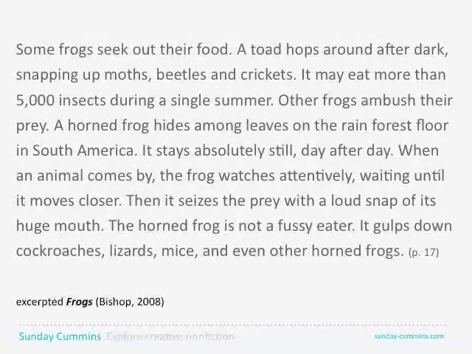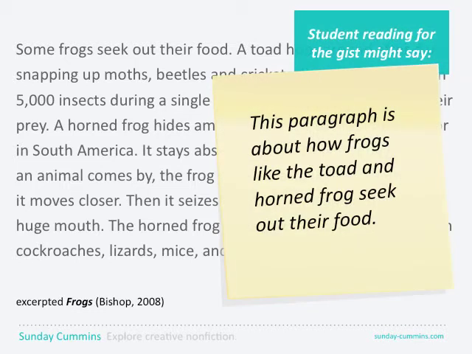Students reading for the gist of this paragraph might say, this paragraph is about how frogs, like the toad and horned frog, seek out their food. But if the student considers the details at the sentence and word level, or reads closely, he will realize that the author has created a much richer picture supported by a variety of details.